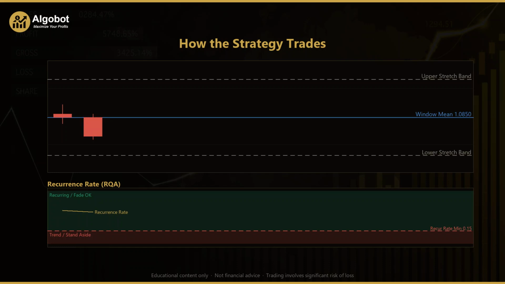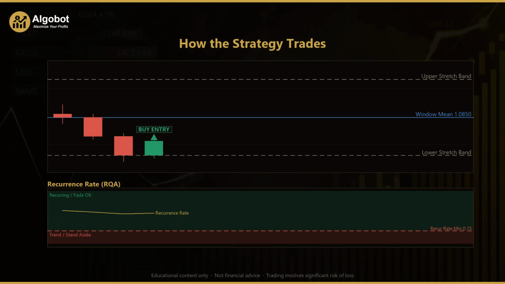Let's walk through the chart to see how recurrence range reversion behaves in a range-bound market. Across the lower panel, you can see the recurrence rate, our regime gauge, and it's holding comfortably above the minimum threshold of 0.15, sitting up in the green zone. That tells the strategy the price trajectory keeps returning to familiar territory. In other words, this is a genuine, stationary range, and fading stretches is reasonable here.